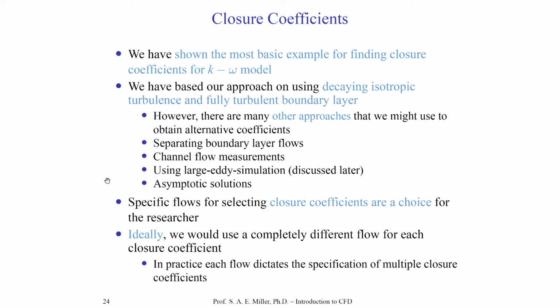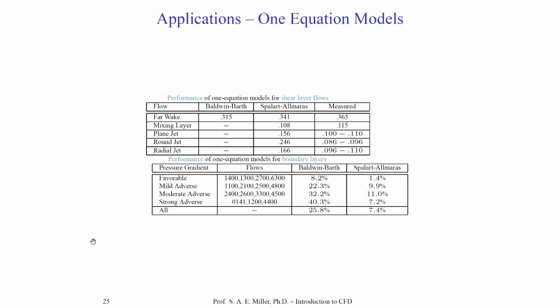For example, I could take the K epsilon model and use a different set of coefficients for a jet versus a boundary layer. This is not uncommon, especially in industry, though it's a little bit of an additional empiricism. In some sense, some people might argue that you're actually doing empirical fitting, which is not a very nice compliment. Anyway, ideally, we would use a completely different flow for each closure and have one set of coefficients. Remember, multiple closure coefficients are common in industry, but there's certainly a lack of elegance in that particular approach. It's not truly a predictive model.